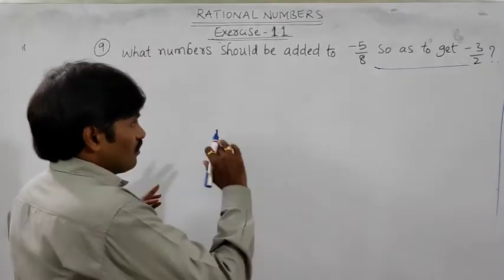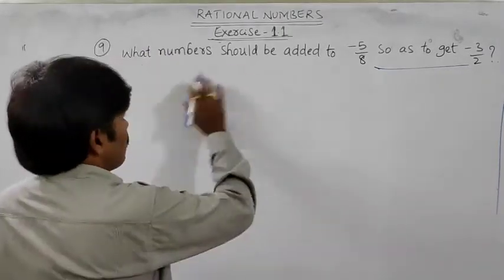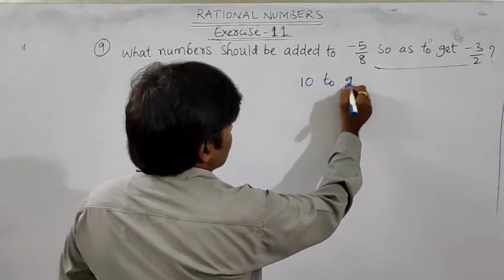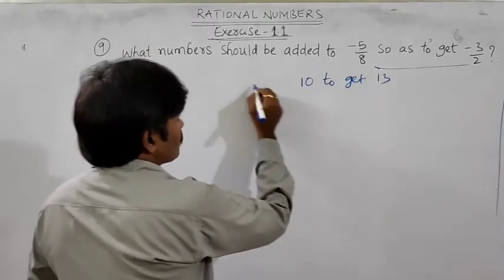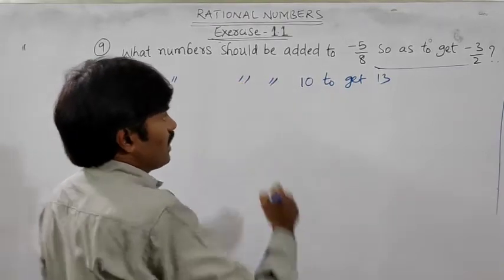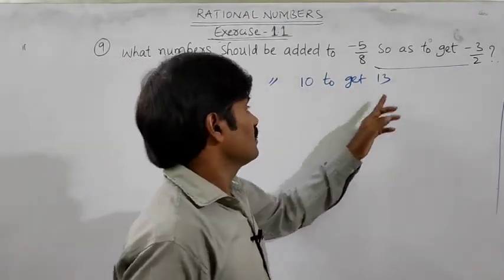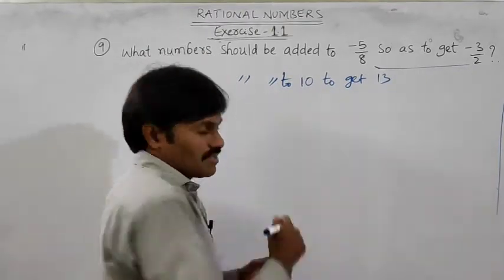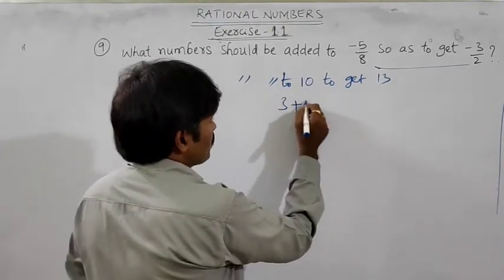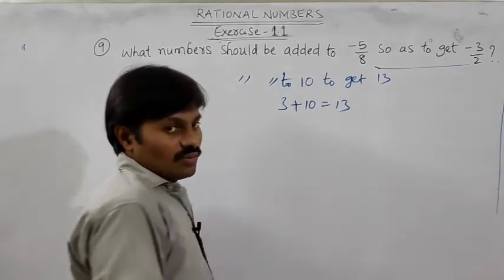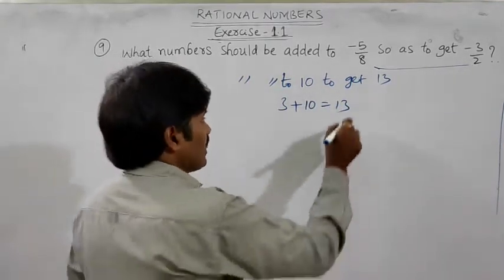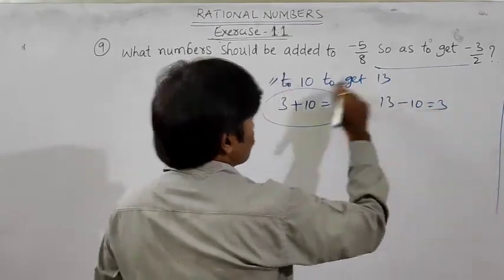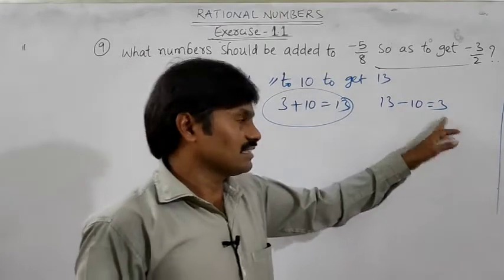For example, what number should be added to 10 to get 13? What number should I add to 10 to get 13? What is the answer? 3. By observing simply we can say that if I add 3 to 10, I will get 13. This is one way. Another way: this is also equal to 13 minus 10 is equal to 3. So if I subtract 10 from 13, we get 3.